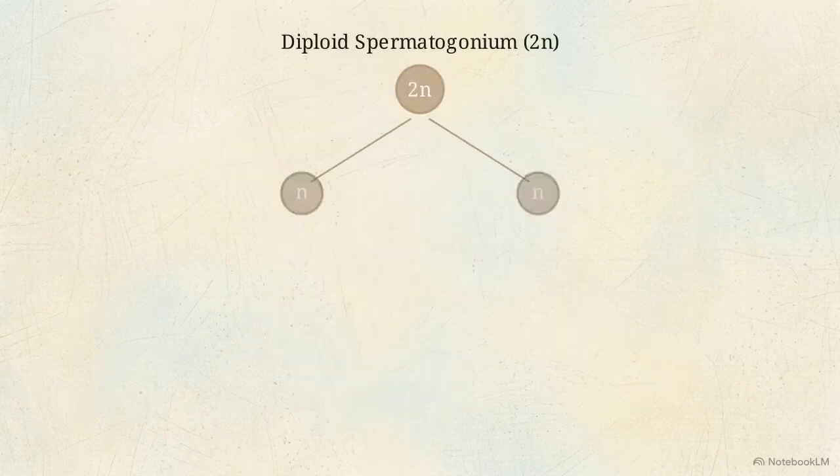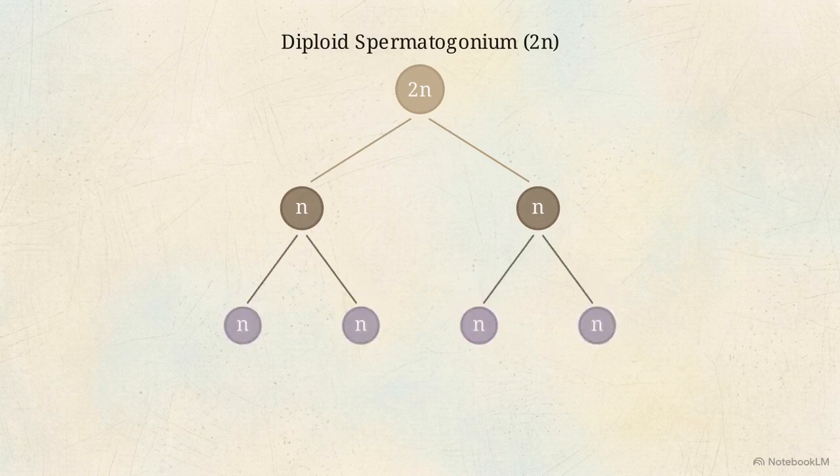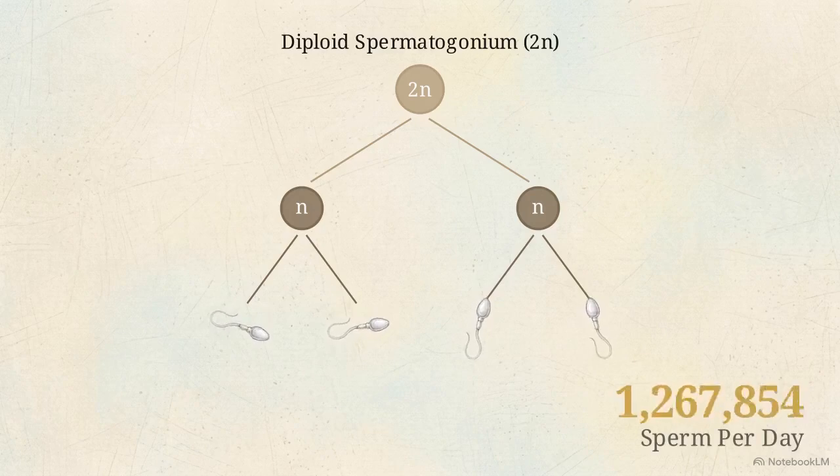Male gametogenesis is designed for volume and continuity. A single diploid spermatogonium yields 4 equal, fully functional sperm, producing millions of gametes every day from puberty onward.